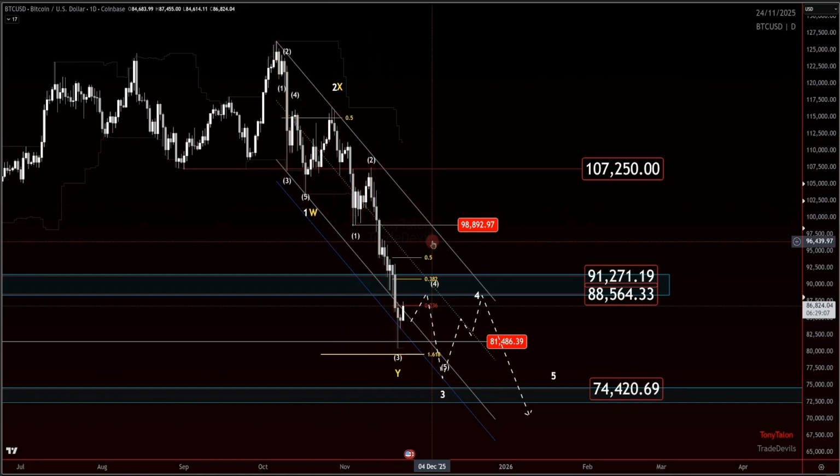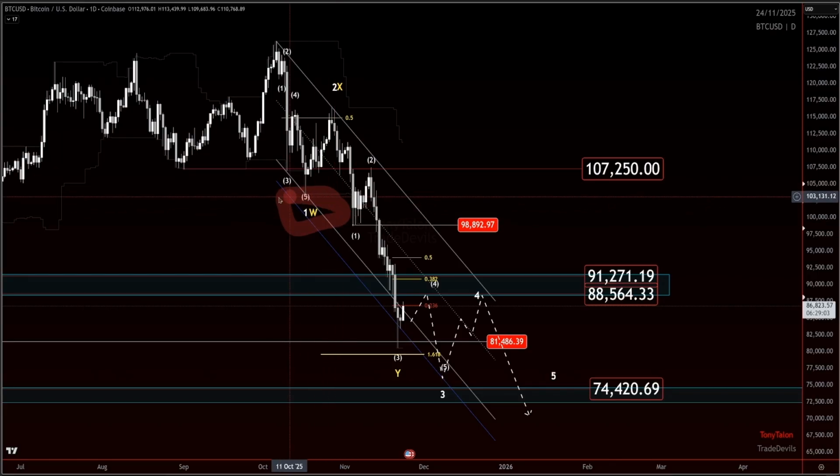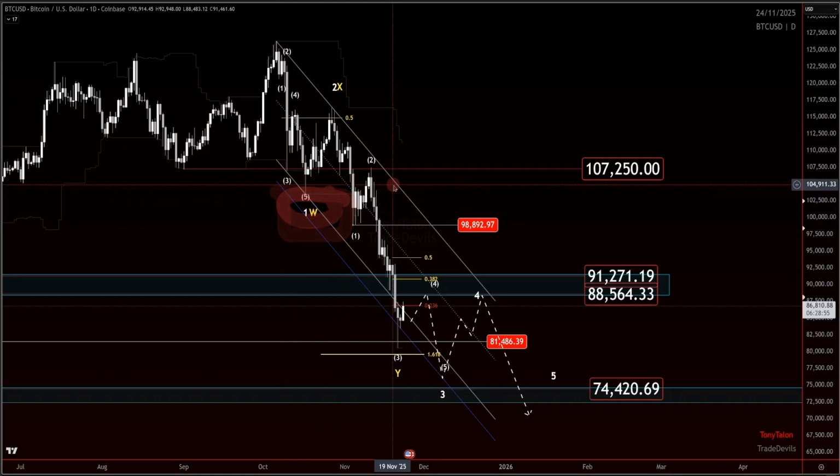Luckily, TradingView doesn't charge for extra labels and stuff on here, so I can have this as a backup and not worry about just being tunnel vision on my one count that I'm looking at. I can have both counts here or multiple counts to keep an eye on.